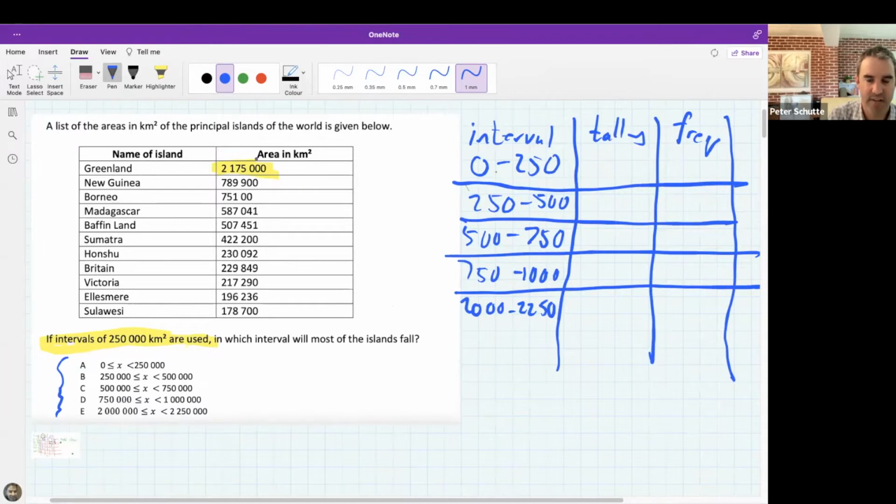So 2175 would be in this interval down here. What we normally do is have just a line. 289, 900 is going to be one tally in this column. I've done this one. 251 would be another tally in this one. This could help tell you which interval most of the islands fall into. That's what I would do, just to get some organization, and see what you get then.